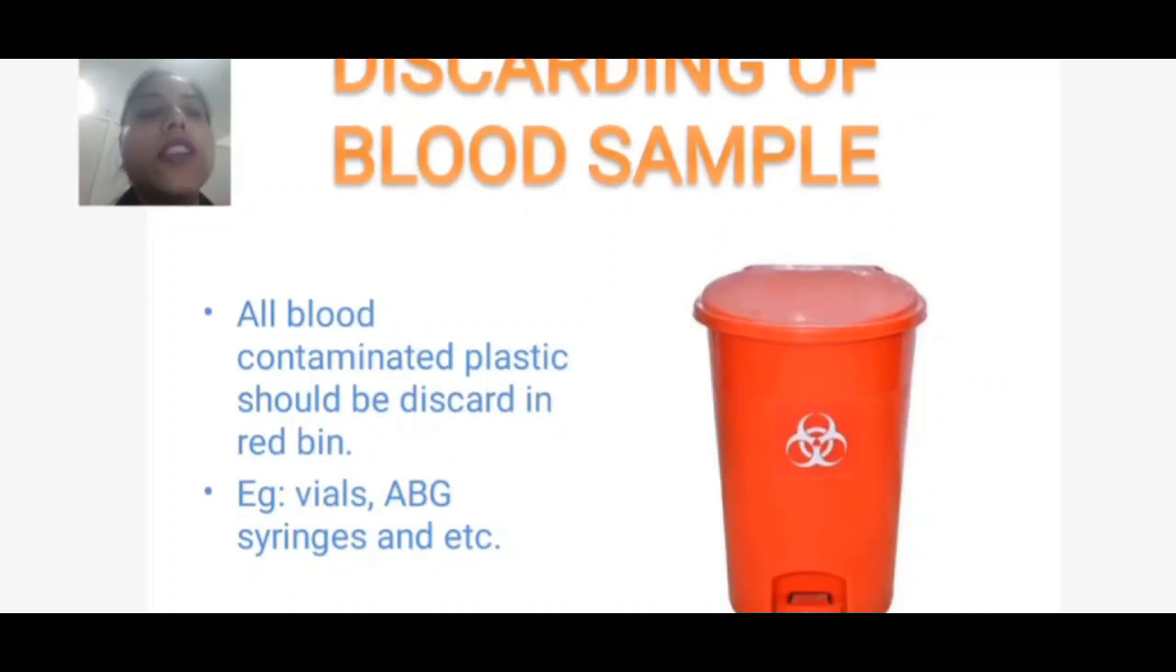Now there is the discarding of blood samples. So here is a red colored dustbin, or you can use a poly bag in red color. All blood contaminated plastic should be discarded in the red bin, for example vials, ABG, syringes, etc.